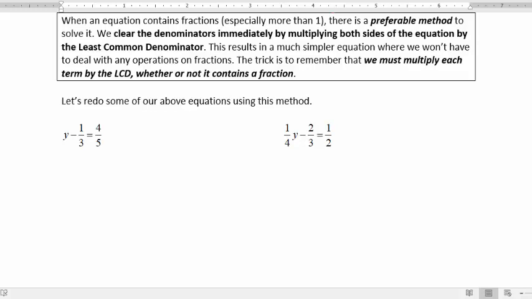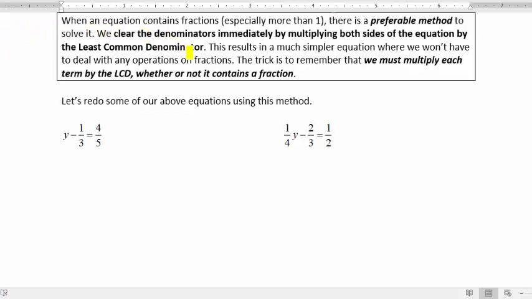So one other thing that we could do with these equations with fractions that will make them easier to deal with, especially if we don't have a calculator handy, is clearing the denominators. Because what that'll do is turn the equation into a new equation that's free of the denominators. So this is really the preferred method to solve equations with fractions, especially when there's no calculator available.